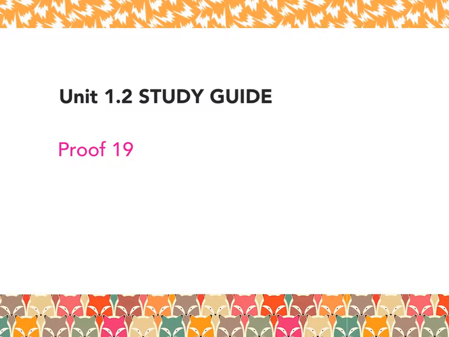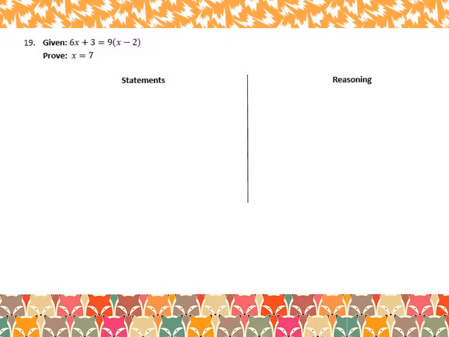This is proof 19 on the Unit 1.2 study guide. Proof 19 in the study guide is an algebraic proof. You might notice there's no diagram that goes with it, but we do have a given statement, and we're told what we are to prove, which is that x is equal to 7. So let's try this one together.